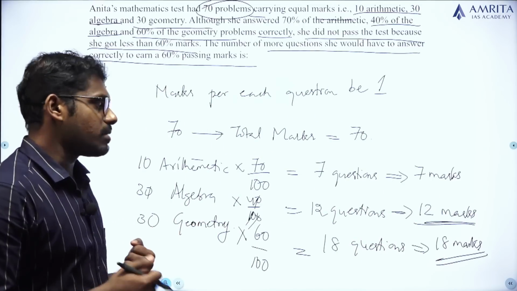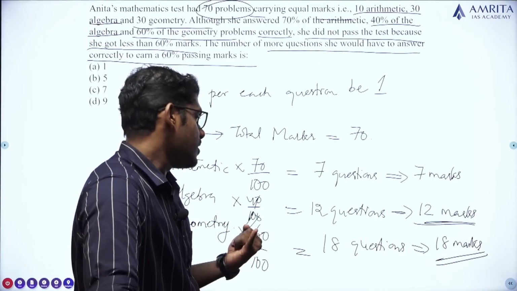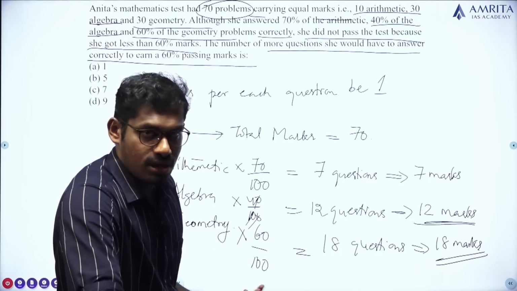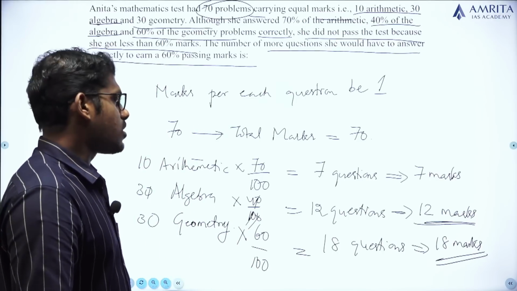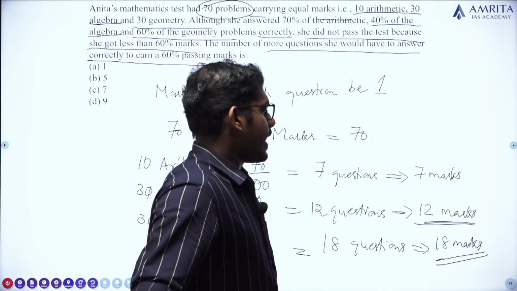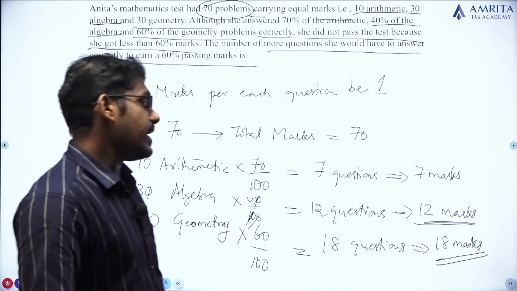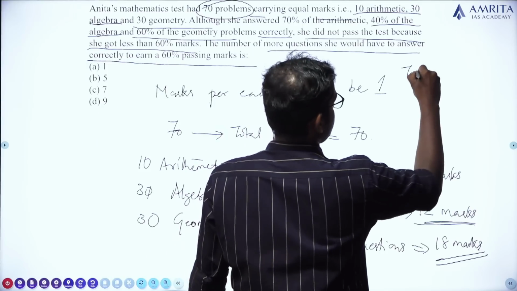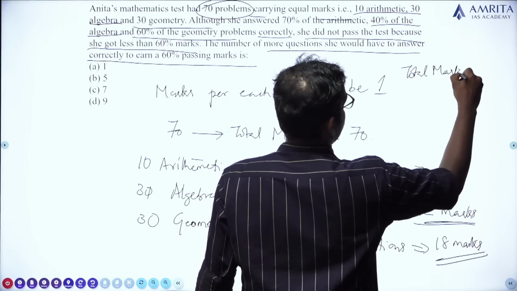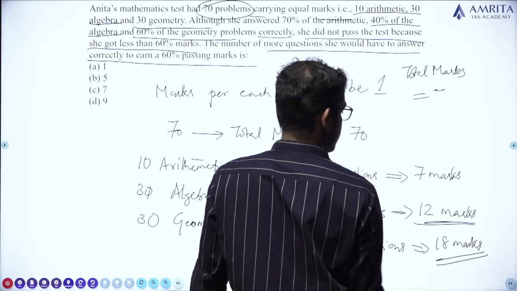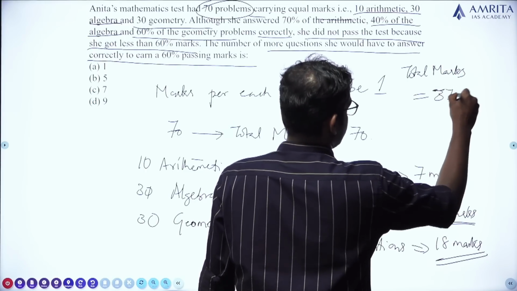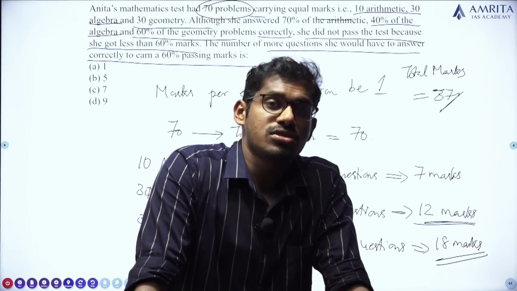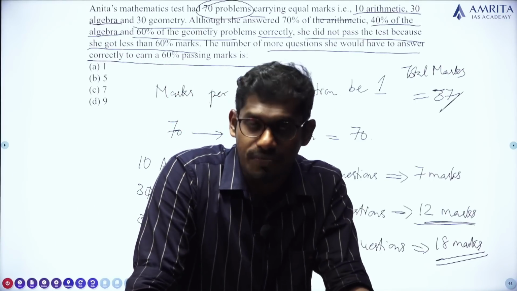So from arithmetic, she got 7 marks. From algebra, she got 12 marks. From geometry, she got 18 marks. So in total, she obtained 12 plus 7, 19. 19 plus 18 is 37. Okay. So the total marks is 37. However, she failed in the test because her marks were less than 60% of the total marks.